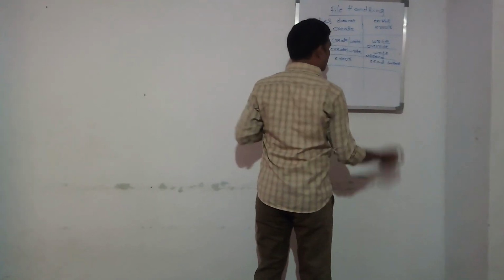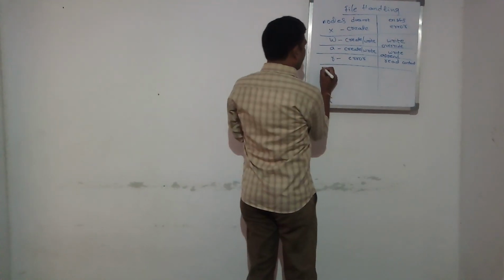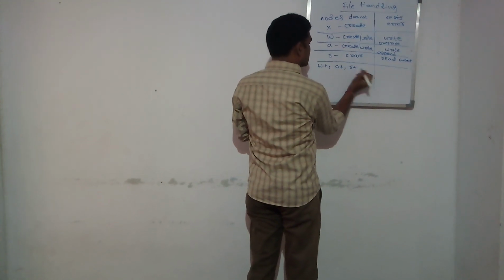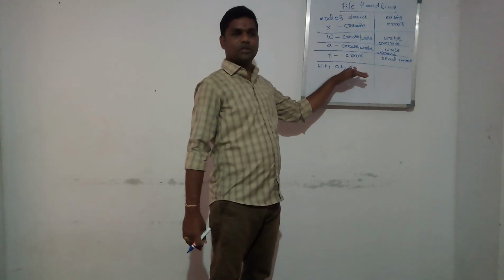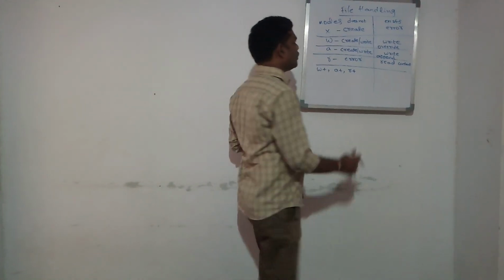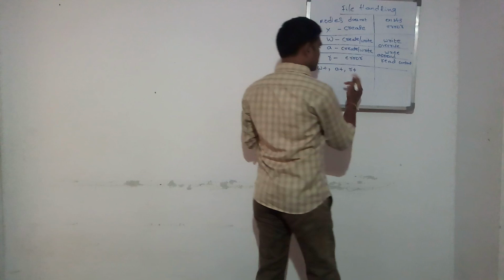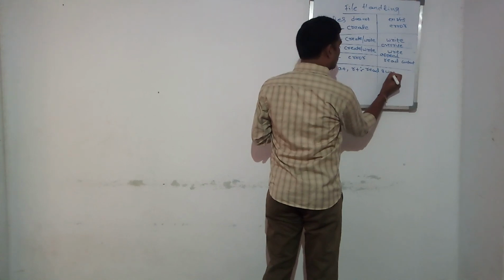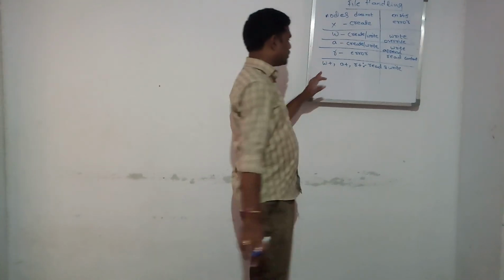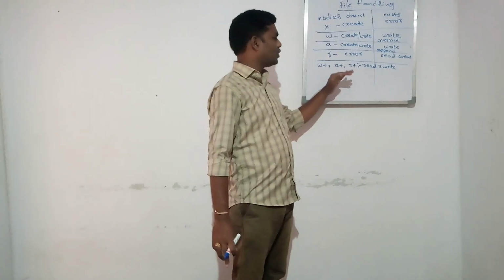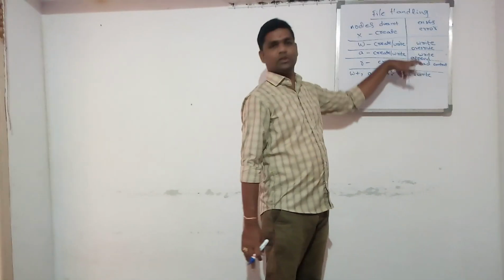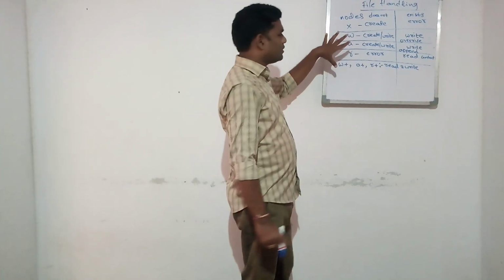Apart from these 4 modes, we have 3 special modes: W plus, A plus and R plus. What do these 3 modes do? All the plus modes are useful to read and write. Both purposes you can use these modes for. So W plus, A plus and R plus will be useful to read the content from the file and write content to the file. And this reading and writing follows the rules of the respective modes. And these are the different modes.